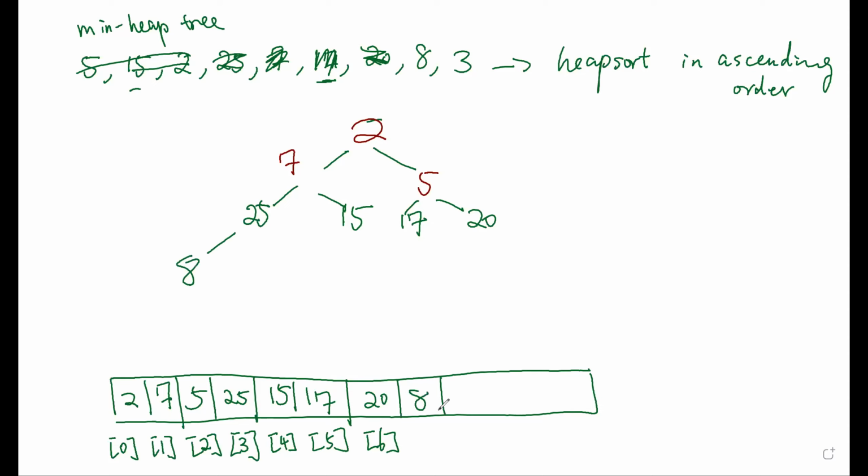Is this okay? Is this a min heap tree? No, it's not. You need to swap 8 to 25. Yes, very good. Okay, so we need to swap these two. So 8 here, 25 here. Then on your array, it's quite far away. Here is 8, here is 25.